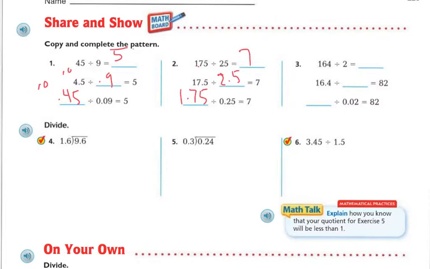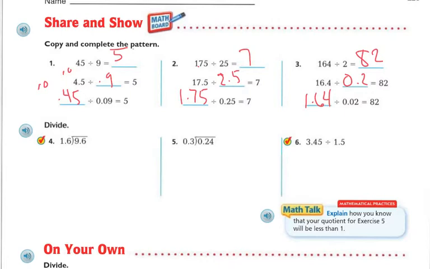Over here I have 164 divided by 2. I'm going to get 82. And 16.4, moving my decimal point over, and 0.2, I'm still going to get 82. Move my decimal point over one more time, I'm going to have 1.64 divided by 0.02, and I'm going to get 82. So let's go ahead and divide. Let's do the regular division.